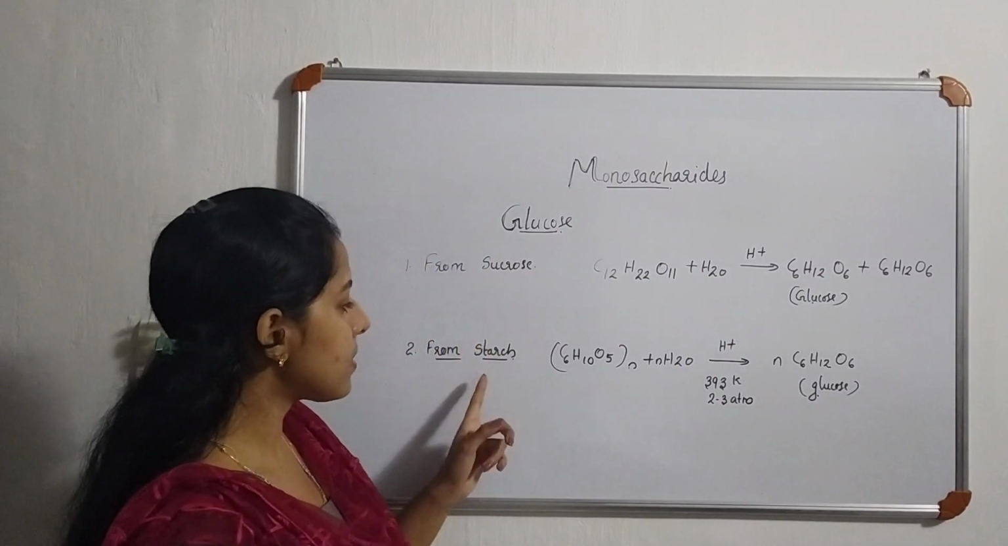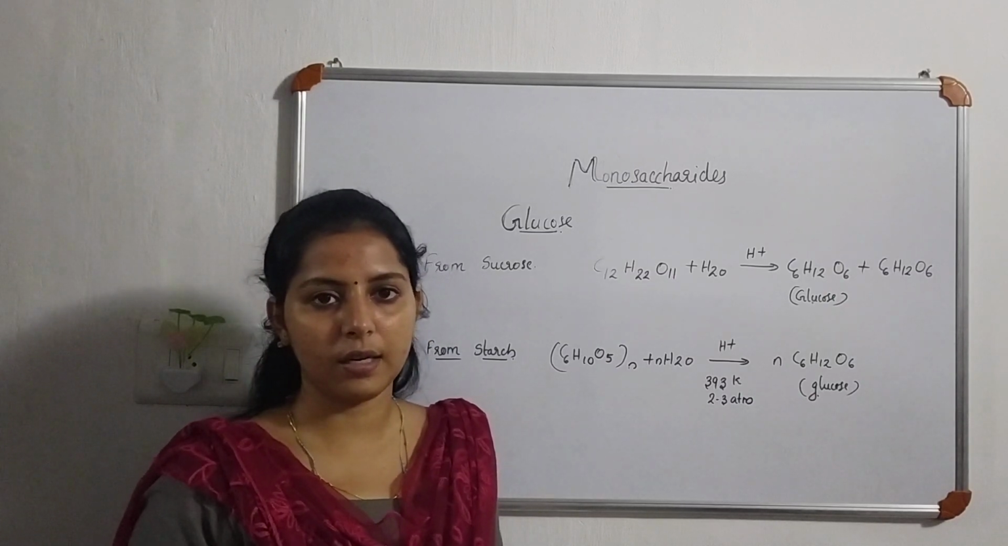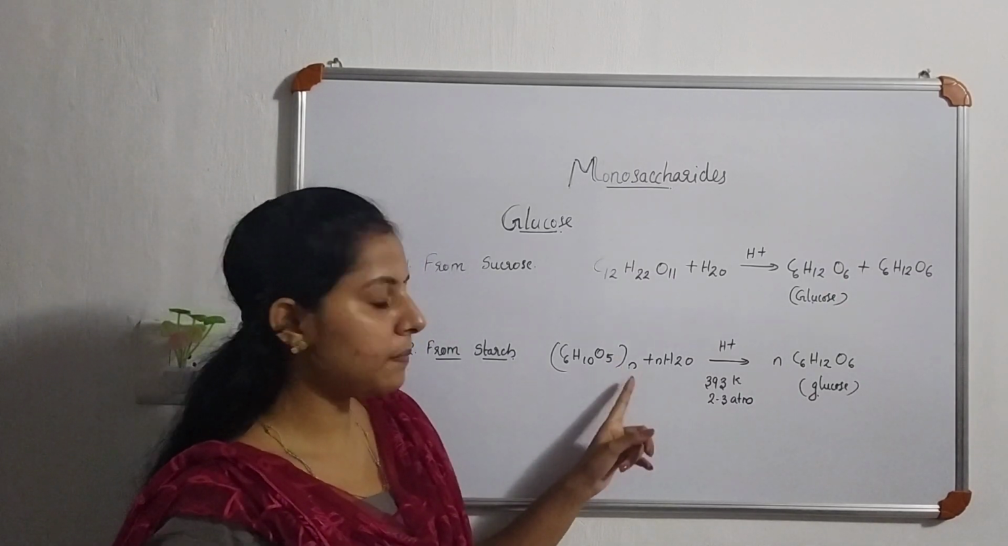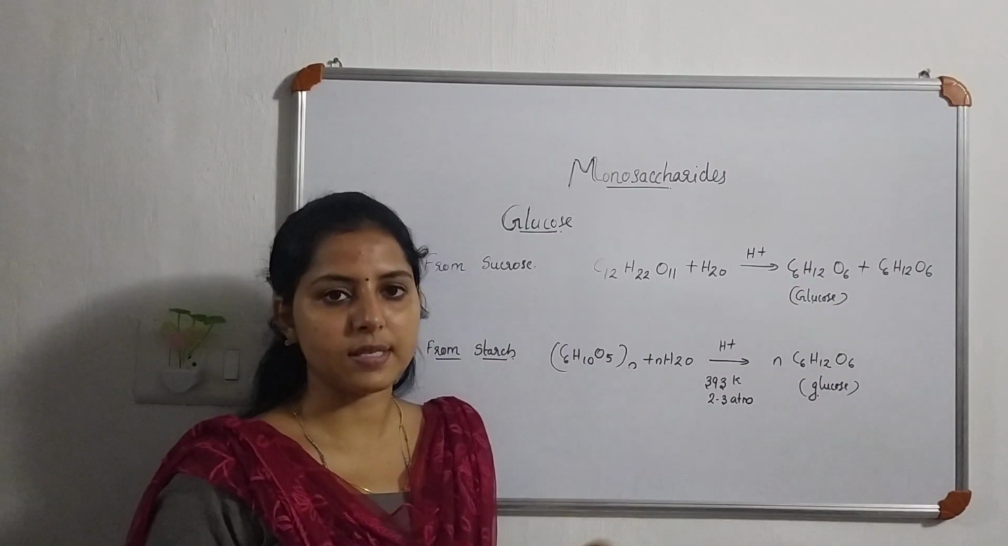Second, glucose can be prepared from starch. Starch is a polysaccharide, and this n indicates a large number of monosaccharide units present in the polysaccharide starch.